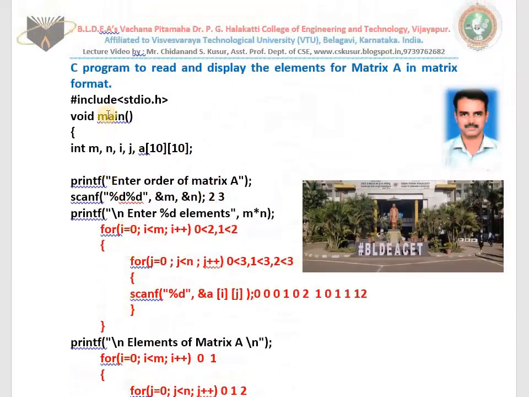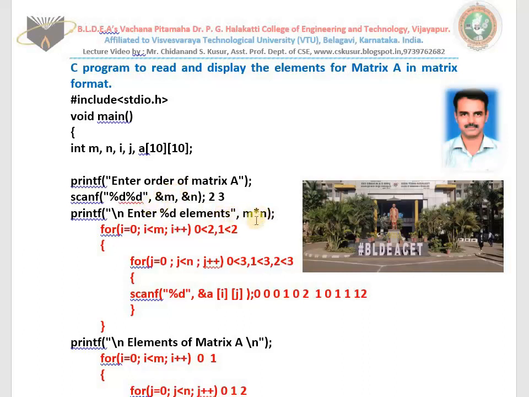This is a very simple C program to read the values for matrix A and display them back in matrix format. Hash include stdio.h, and int m and n, the number of rows and number of columns we can store. i is for the row index, j is for the column index. The maximum size we have taken is 10 by 10. You can go for other sizes also. Enter the order of matrix A. Assume that I entered 2 and 3, and 2 and 3 will be stored in m and n.